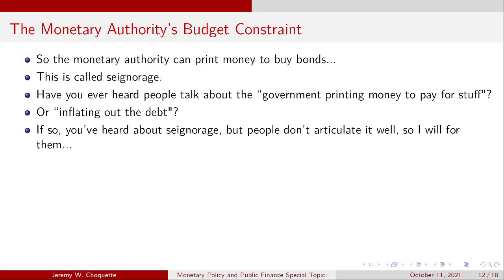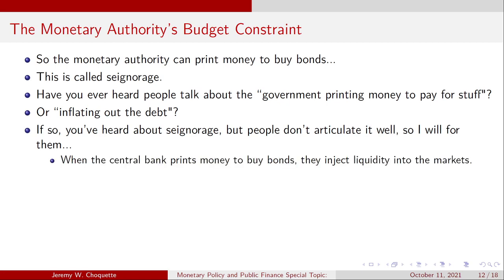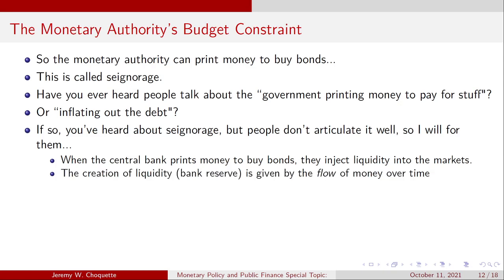But there are a lot of conservative pundits that will say the government's printing money to pay for this, and they're inflating out the debt, and they're monetizing it. Well, they usually don't know what they're talking about. So, here's how it actually works. When the central bank prints money to buy bonds, they are injecting liquidity into the markets.